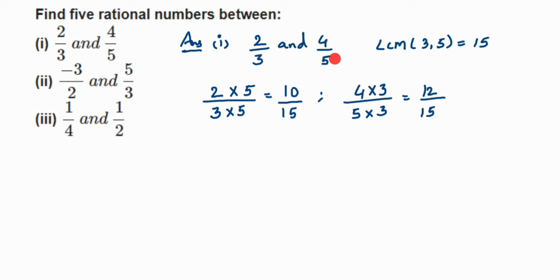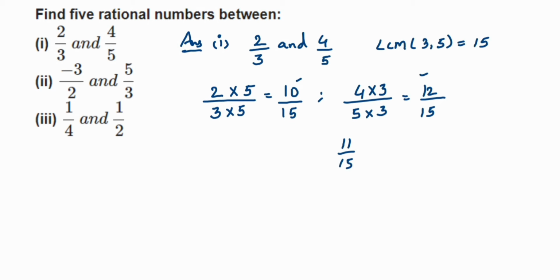Right, now we have to find 5 rational numbers between 2 upon 3 and 4 upon 5. Now remember, what we got here, 10 upon 15 and 12 upon 15, are actually equivalent rational forms of 2 upon 3 and 4 upon 5. So instead of finding numbers between 2 upon 3 and 4 upon 5, we're going to find them between 10 upon 15 and 12 upon 15. But if you observe here, between 10 and 12, there's only one number, which is 11 upon 15.